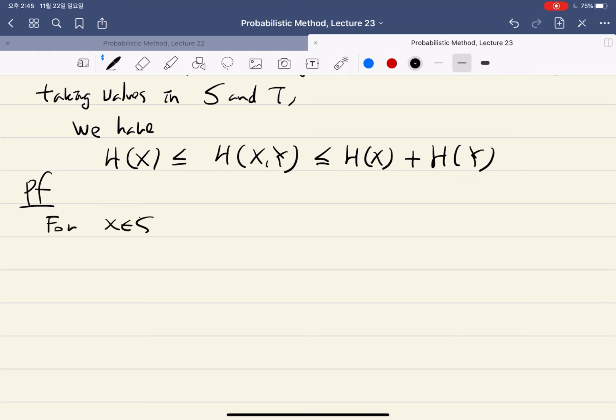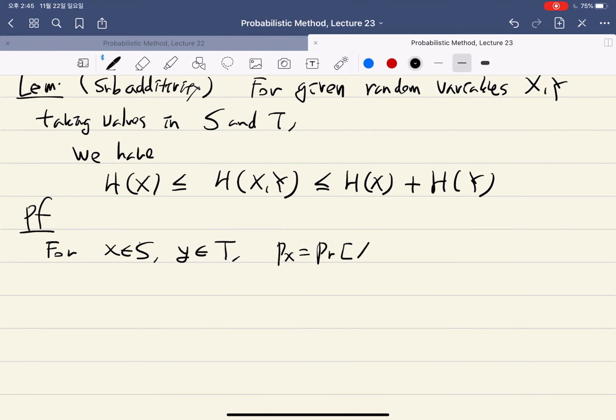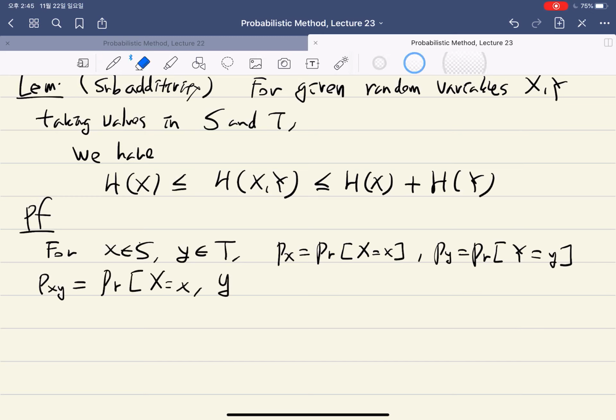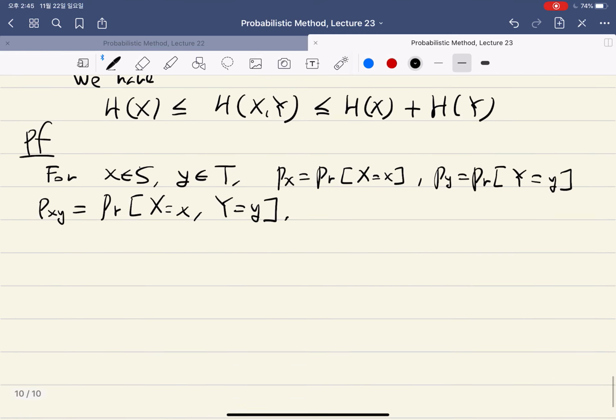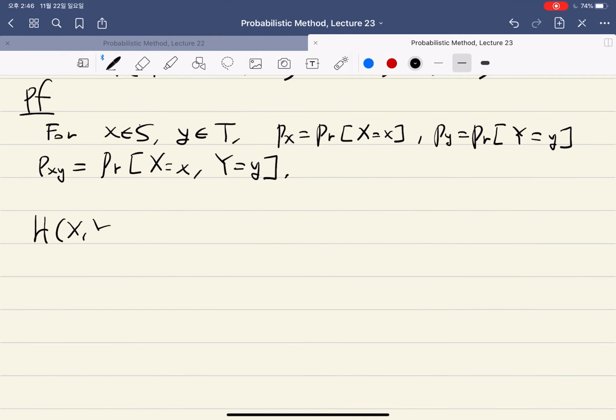So for x and y, we write p_x for the probability that X is x, p_y for the probability that Y is y, and p_xy for the probability that X is x and Y is y. Then what's the entropy of (x, y)? By definition, you consider all x, y, and you take the probability that x and y happen times log 2 of the probability that x, y happen.